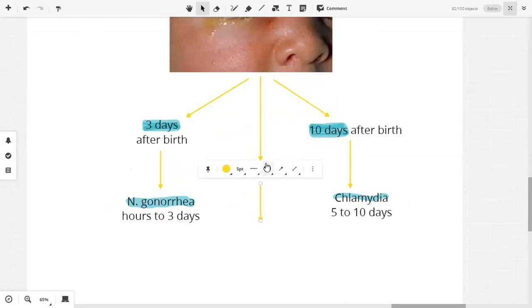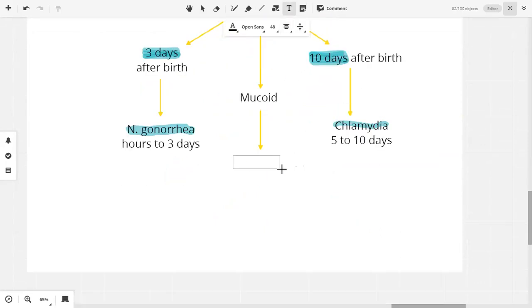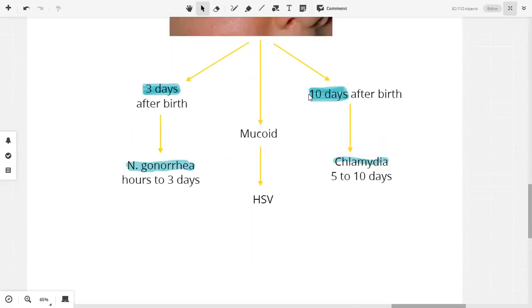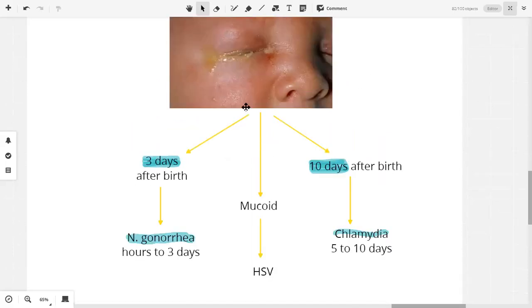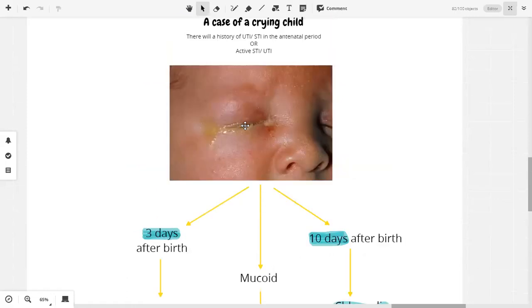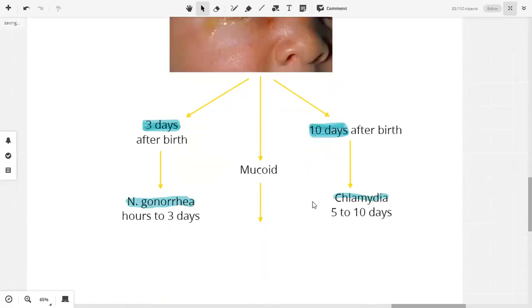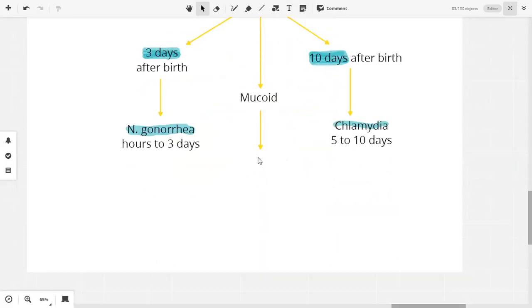It's viral. So, do you think there is a virus which also causes STIs or UTIs? Herpes simplex, type 2. Type 2 causes genital ulcers. That is good. This is the third important case of ophthalmia neonatorum. A neonate presenting to you with mucoid discharge, your diagnosis will be herpes simplex virus.